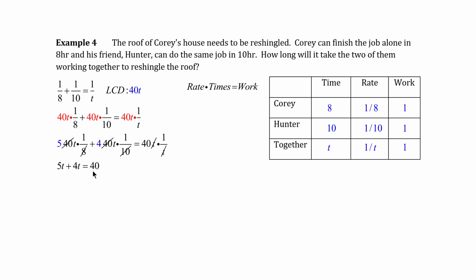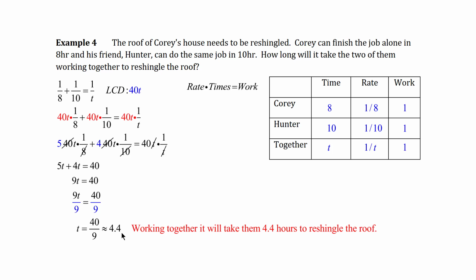Next, we simplify the left-hand side by combining like terms. We have 5t plus 4t is 9t, which is equal to 40. Next, we get rid of the 9 by dividing both sides by 9. We have 9t divided by 9 equals 40 divided by 9. After simplifying, we get t is equal to 40 over 9. Plugging this into the calculator, this fraction is approximately equal to 4.4, so I rounded to 1 decimal place. Our final answer is that working together, it takes them 4.4 hours to reshingle the roof.